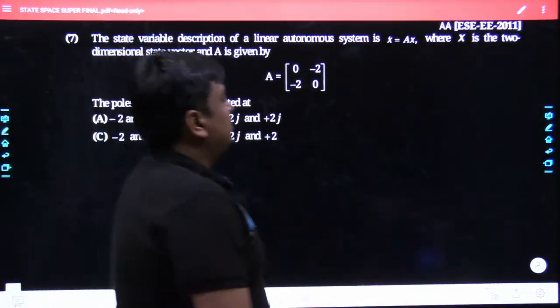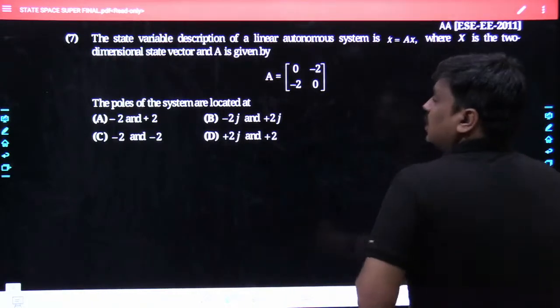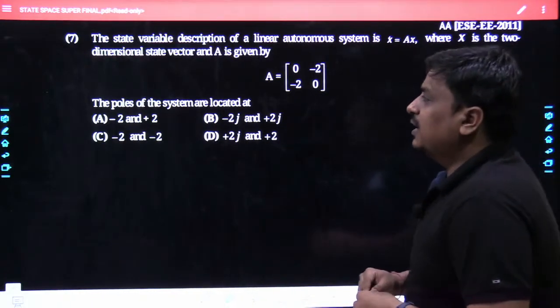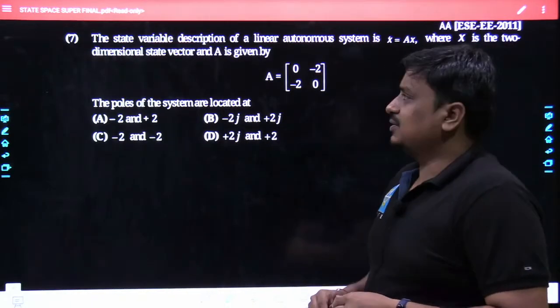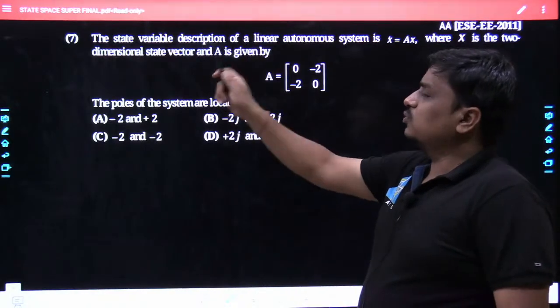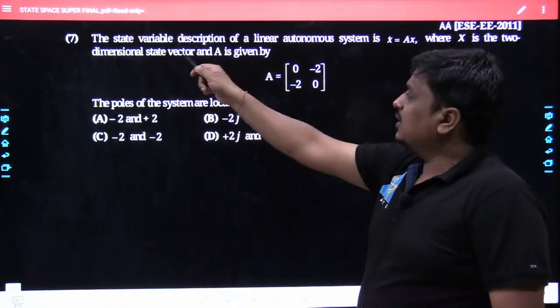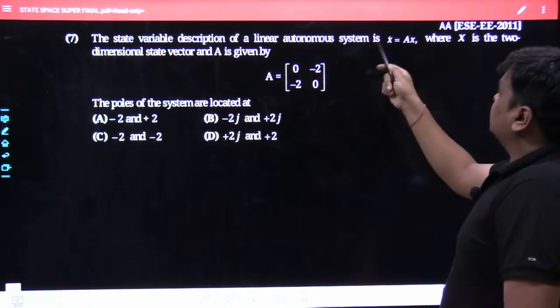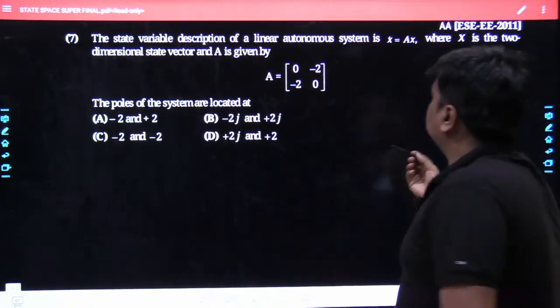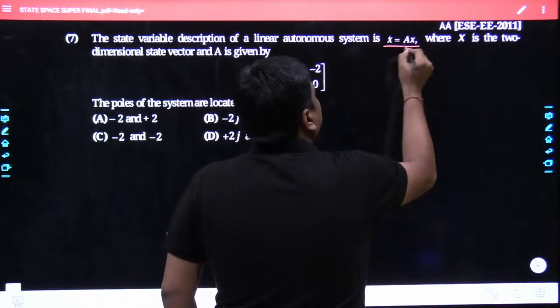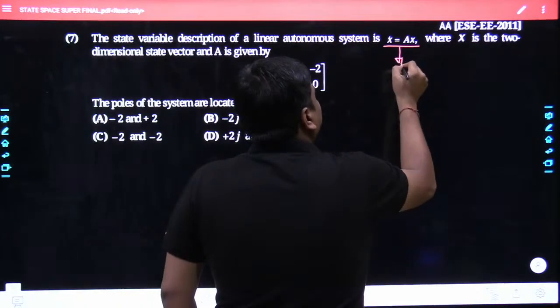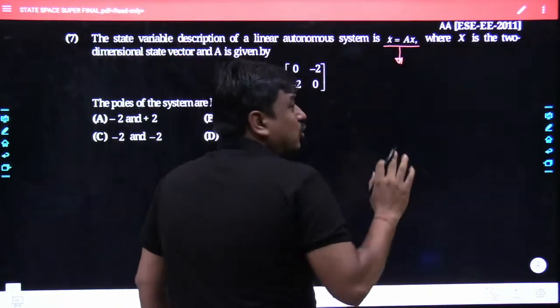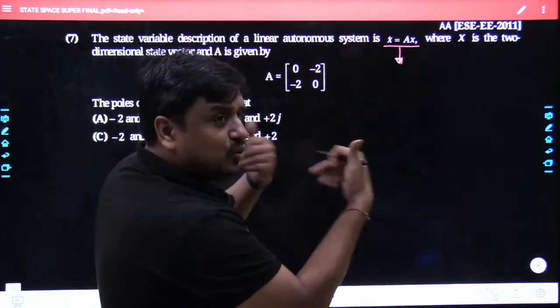The seventh question is a straight problem and the derivation has already been made probably in the last class. Anyways, let me focus on the problem. What does the problem say precisely? The state variable description of a linear autonomous system is x dot equals Ax. Again you can see, although matrix B for this system would not be 0, the Bu factor has been neglected.